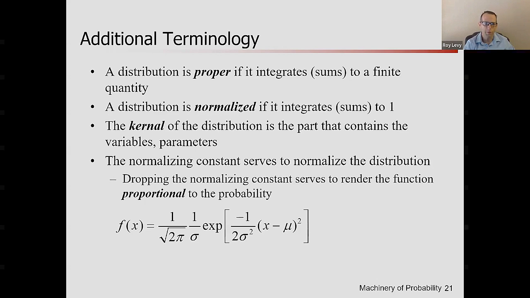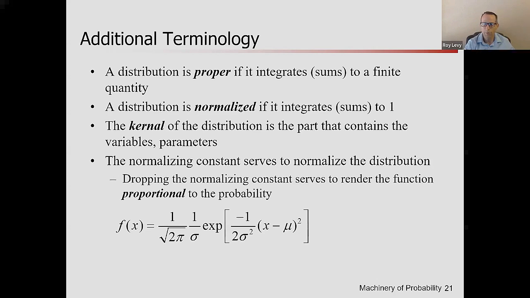The kernel of the distribution is the part where the action is. It contains the variables and the parameters, the good stuff. A normalizing constant is the part of the distribution that serves to normalize the distribution, that is, make sure that everything integrates or adds to 1. If we drop a normalizing constant, we keep the kernel, we keep the good stuff. What we have is something that is not equal to probability, but is proportional to the probability. Let me explain what I mean with an equation, and then we'll look at some pictures.